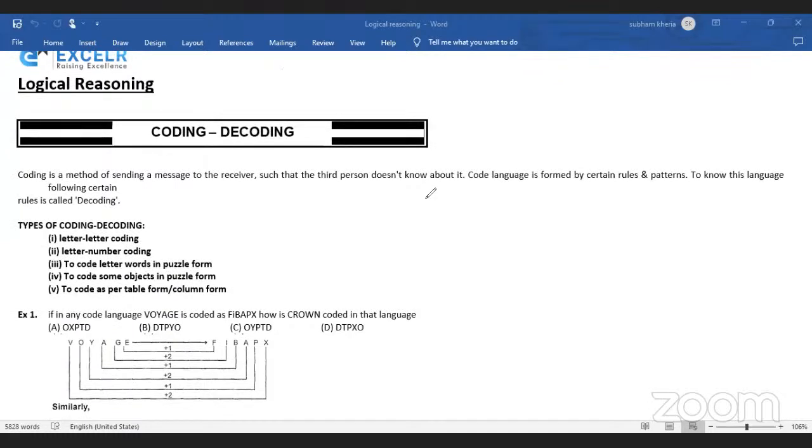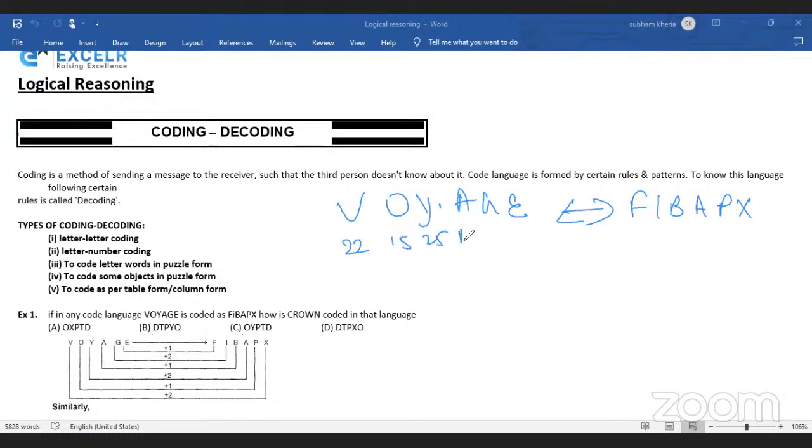So, what is it saying? VOYAGE is coded as FIBAPX. Write the code of each letter: 22. Now you say, sir, how do you remember? Because I remember. 15, 25, 1, 7 and 5. 6, then 9, then 2, then 1, then 16, then this is 24.